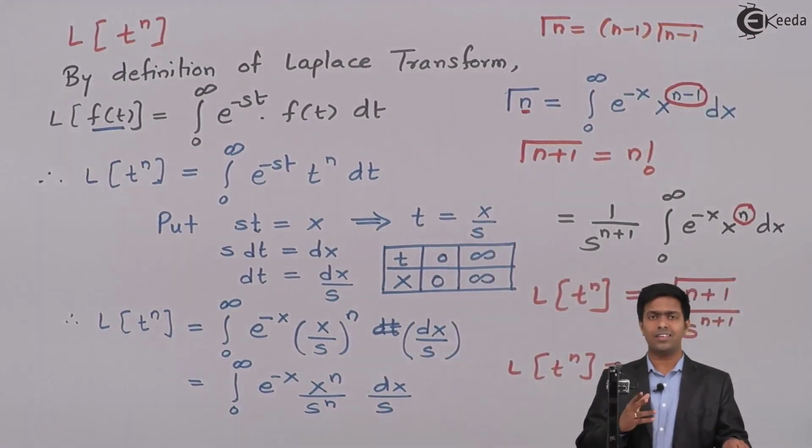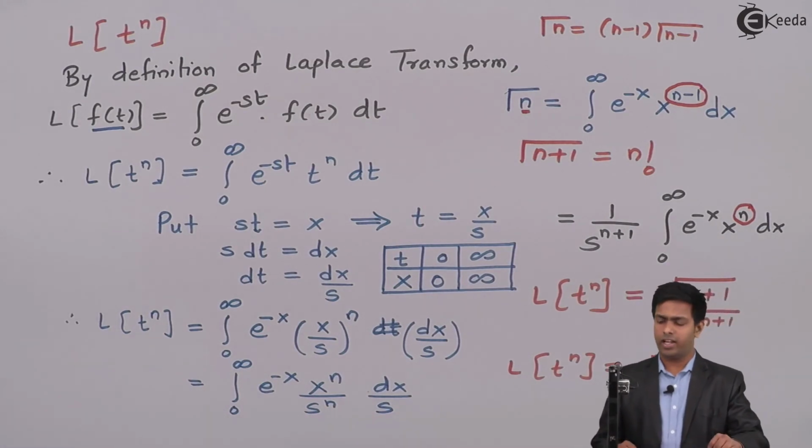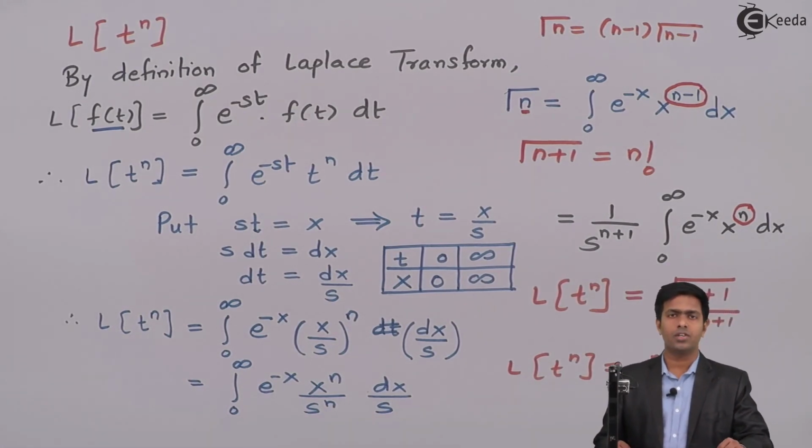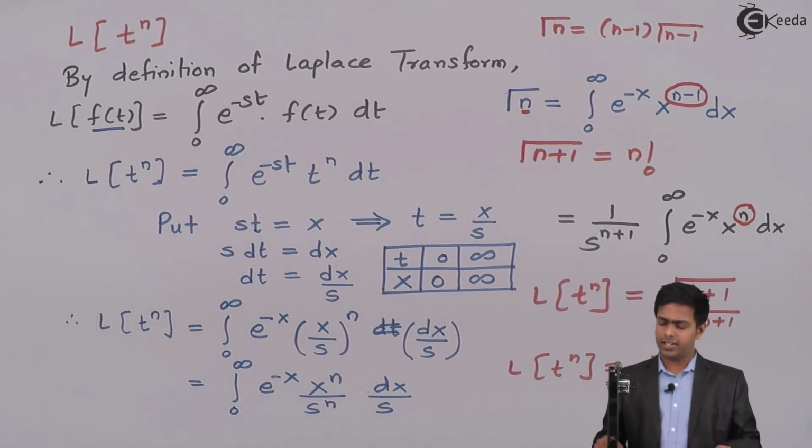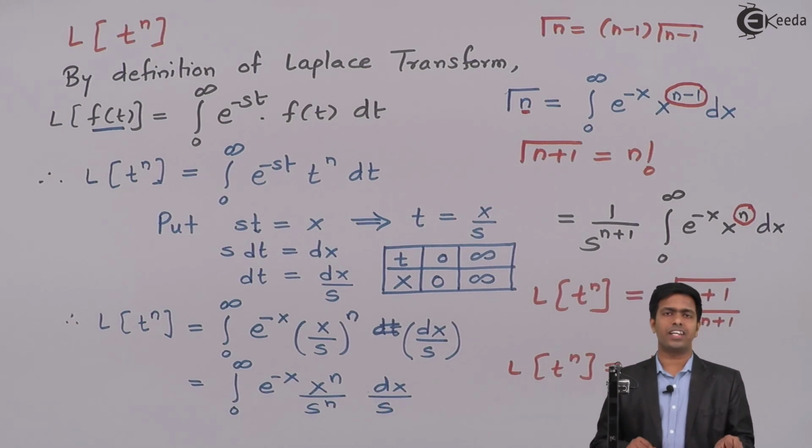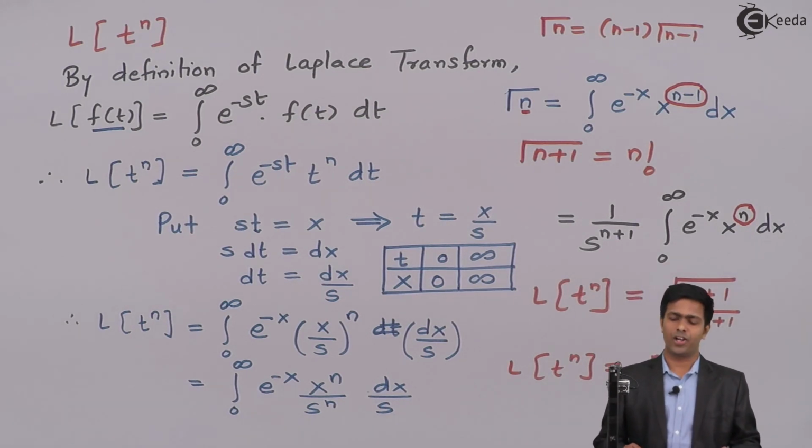We will see certain numericals afterwards where we will be using these two formulas to find the value of Laplace of function of t. So these are the two formulas of Laplace of t raised to n which we got from the definition of Laplace transform.